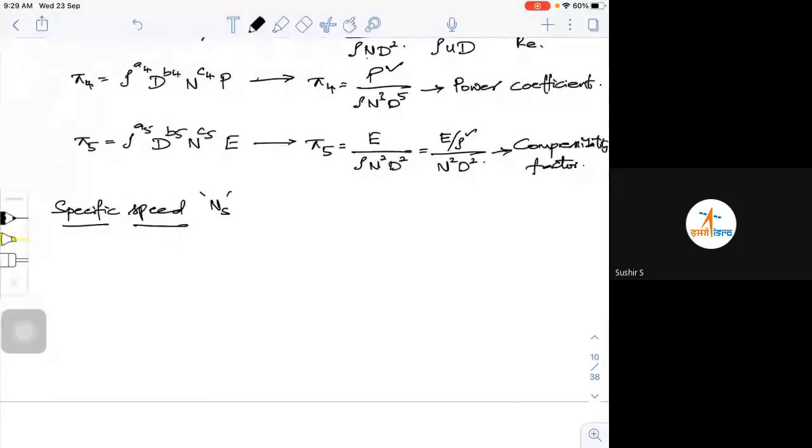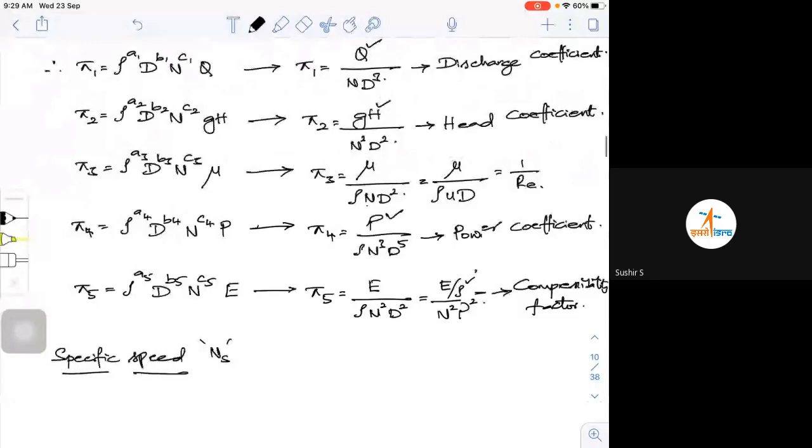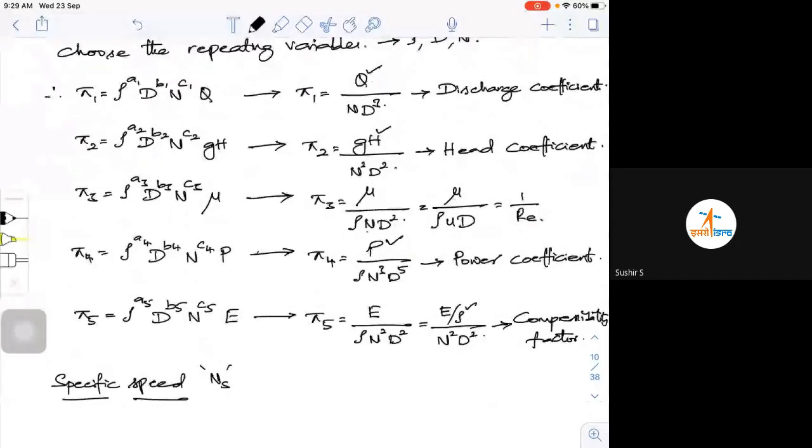So if you look at all the 4 or 5 non-dimensional numbers, at every point you could see there is a diameter. Now, when I'm looking at non-dimensional numbers, I should ensure that I come out with some kind of non-dimensional number which is very significant in designing a turbo machine, where the size of the turbo machine doesn't come into the picture at all.